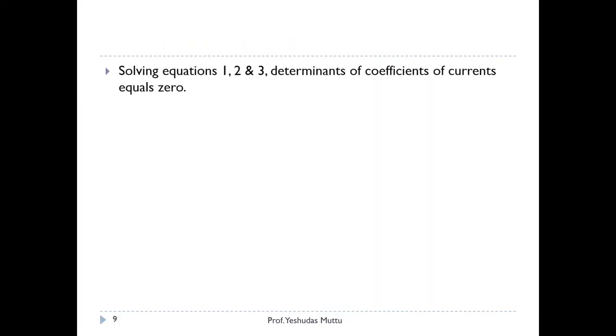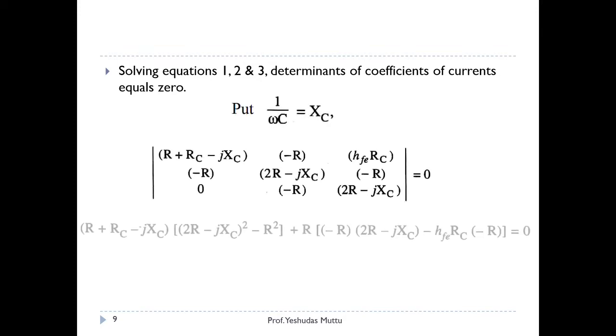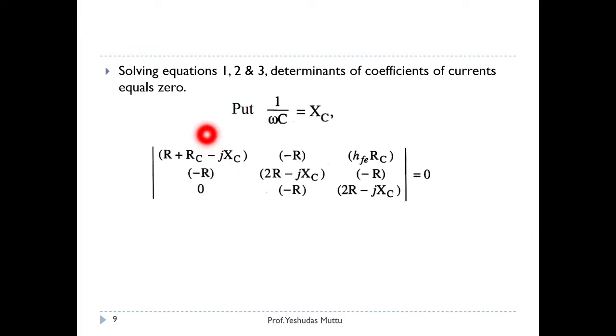It's very easy now. What I'll do is find the determinant. These are all the coefficients of I1, these are all the coefficients of I2, these are all the coefficients of IB. Determinant of that equals 0, and I have used 1 upon omega c as xc because that will be easier for me to write. Okay, jxc, because otherwise I'll have to write j upon omega c, which will be complicated and will look big also. This will be easier for me to solve also.